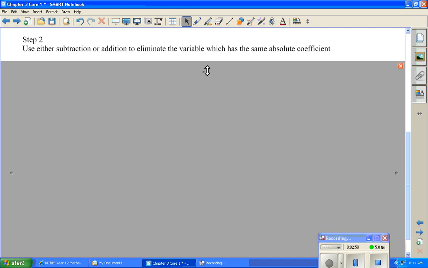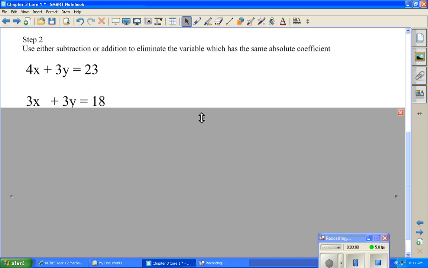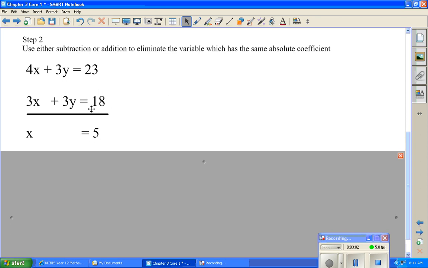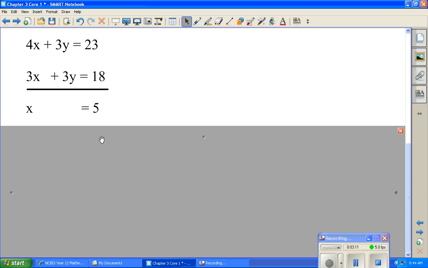So if we do that, here we can see that 3y take 3y, well that's nothing. 4x take 3x, that's x. 23 take 18, that's 5.